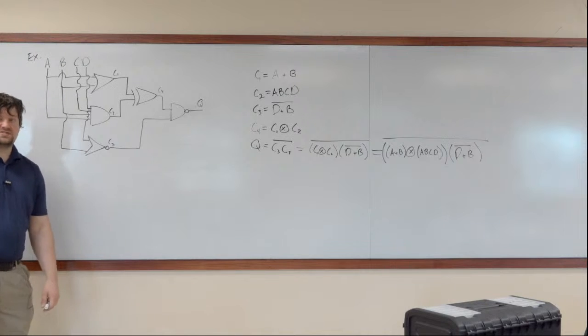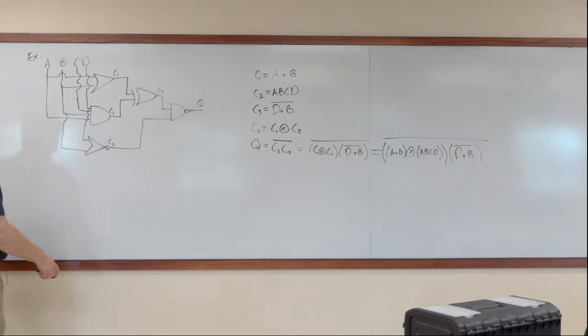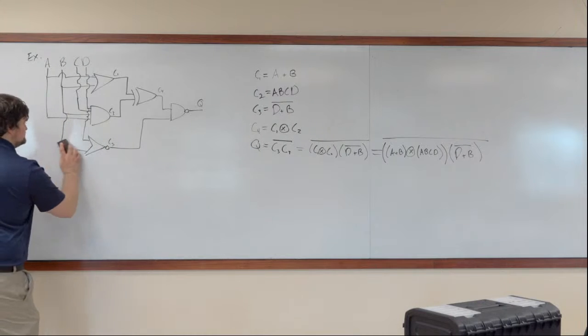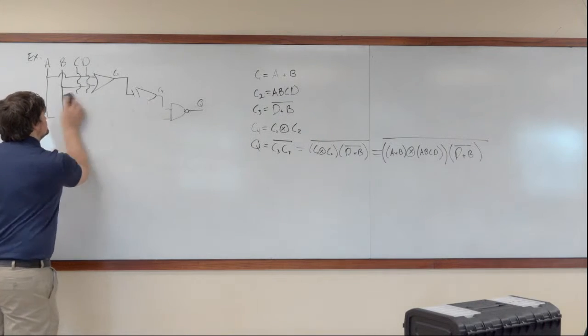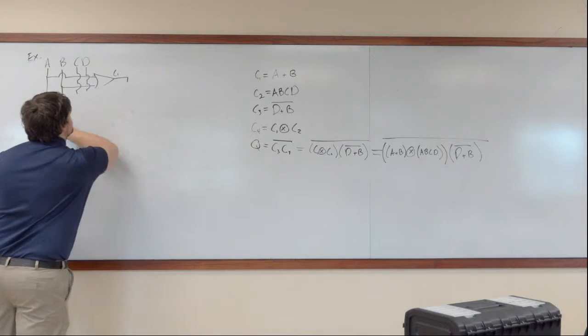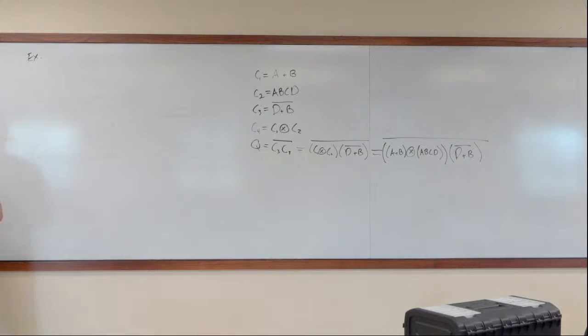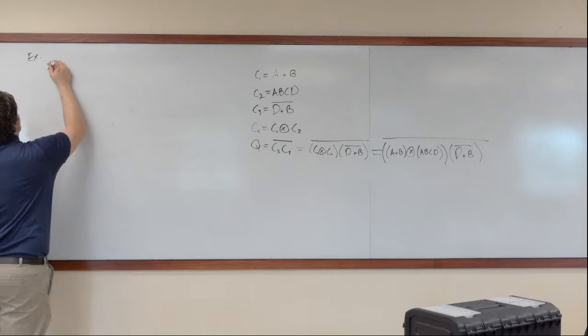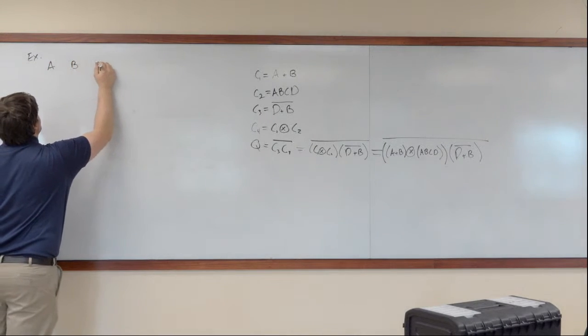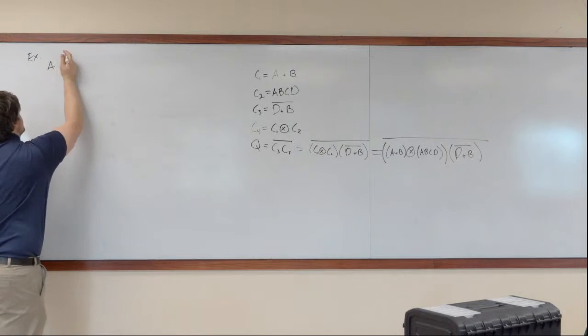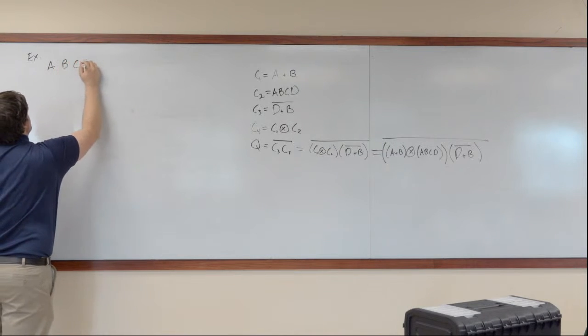All right, so let's do an example. I'm going to give you 4 inputs. I want you to figure out what Q is. So here, A, B, put them closer together. A, B, C, D.